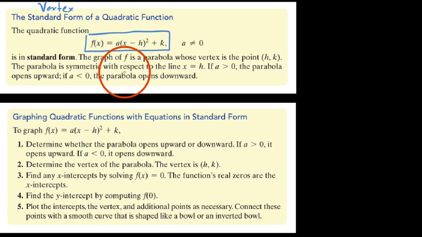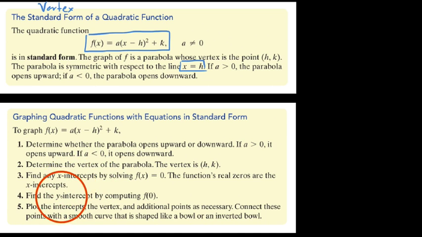The parabola is symmetric with respect to the line x equals h. We're going to refer to this as our axis of symmetry. And then we say if a is positive, it opens upward. If a is negative, it opens downward. So in terms of graphing this, the steps we're going to follow are simply these. We're going to determine, first of all, before anything else, whether this opens upward or downward, whether or not a is positive or not. The next thing we're going to do is determine the vertex of the parabola. So now we know whether it opens up or down, and we know where it begins.